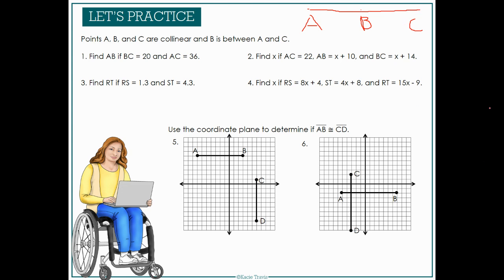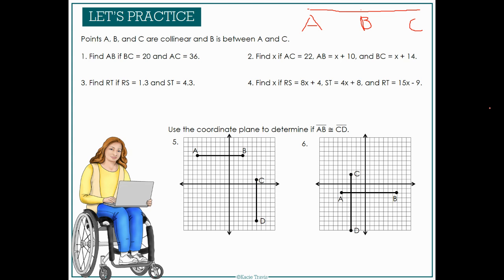Using that information, you're going to find out these different things. For one, you're finding out what AB is if BC is 20 and AC is 36. For two, you're going to find x if AC is 22, AB is x plus 10, BC is x plus 14, and find RT and RS. We're going to be using different sets of points for those. Follow the directions for those when you get to it.